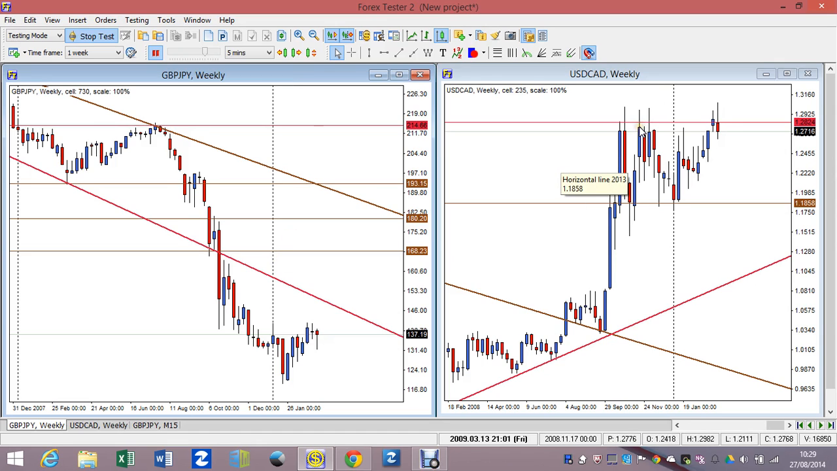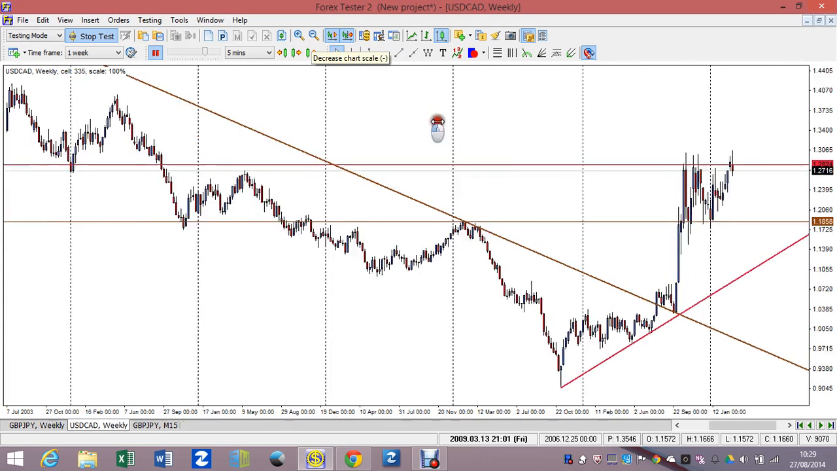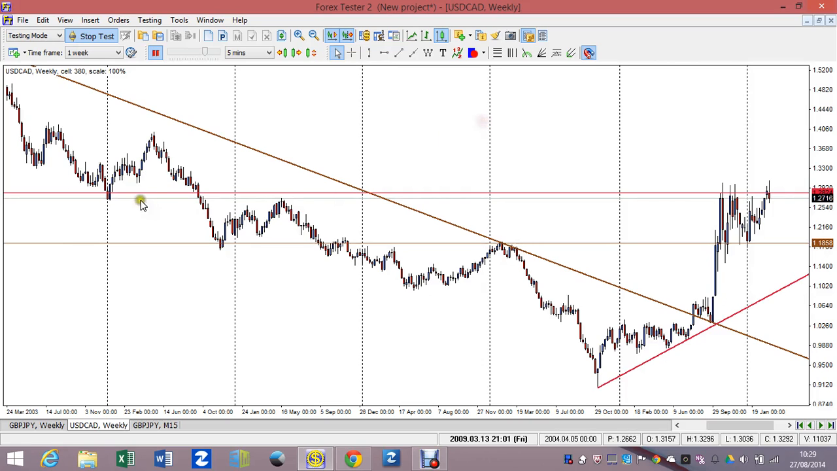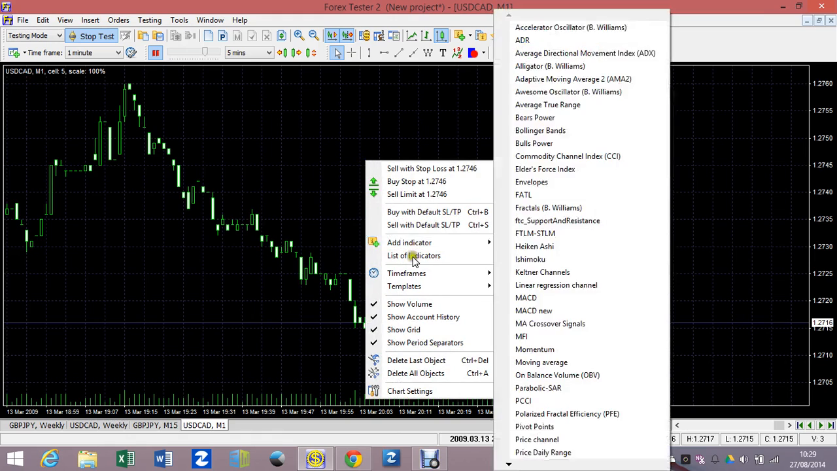Dollar CAD, we're at the top of this range. A bit of a preceding trend there. So this is the weekly chart in the dollar CAD. Projecting from this level here could be worth looking at.